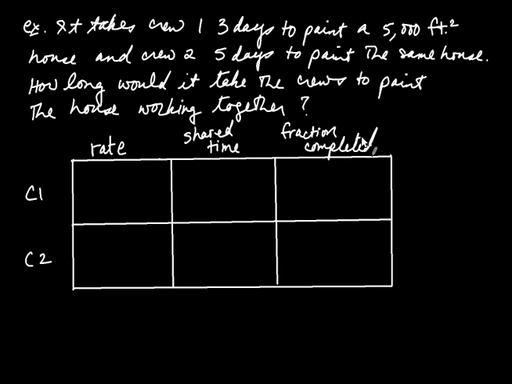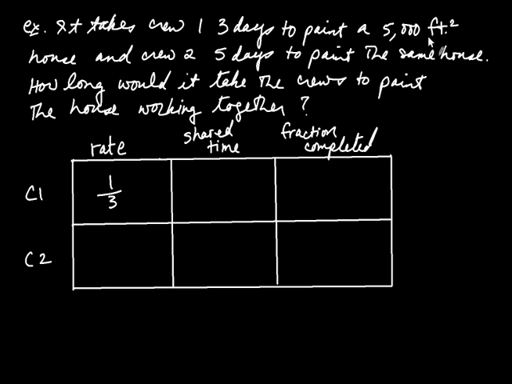Okay, so how do you begin filling in this table? First, start with the rates. Now, let's see, crew 1, it takes them 3 days. Now, this is not crew 1's rate. This is how long it takes, right? But their rate, wouldn't you say that they paint 1/3 of a house per day? Just like with Stevie and Carol, you take how long it takes them to do it, and you take 1 over that to get the rate. So crew 1's rate is 1/3 of the house per day.